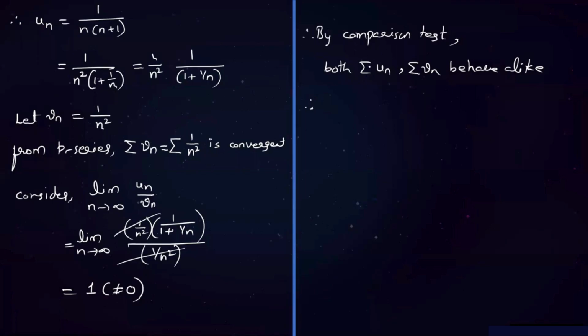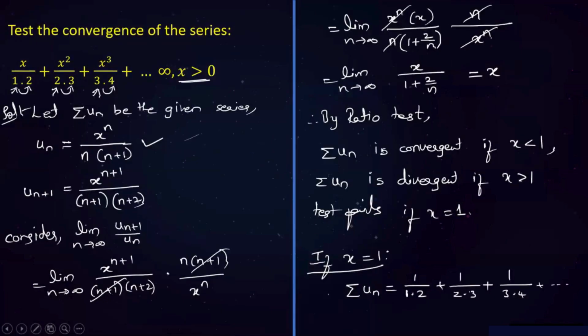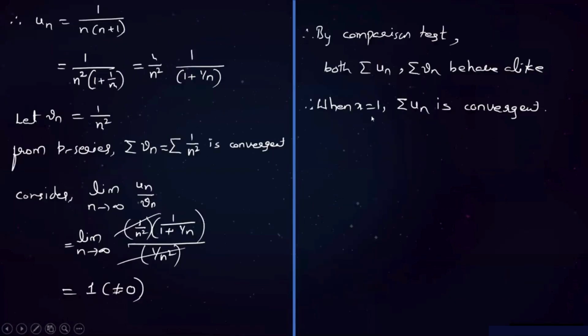From where did you get this summation un? When x is equal to 1. We are doing all this when x is equal to 1. So when x is equal to 1, summation un is convergent. See what you got earlier by the ratio test: we identified it is convergent when x is less than 1 and divergent when x is greater than 1. Now even when x is equal to 1, summation un is convergent.